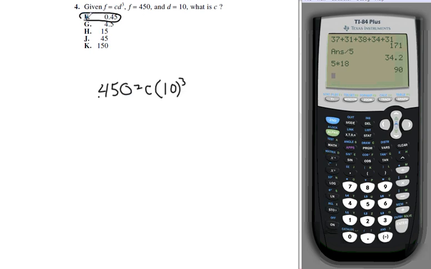All right, this one wouldn't take too long to put in the calculator, though, if you wanted to do it that way. So I'm dividing both sides by 10 cubed. So I've got 450 divided by 10 raised to the third power, and I get 0.45.